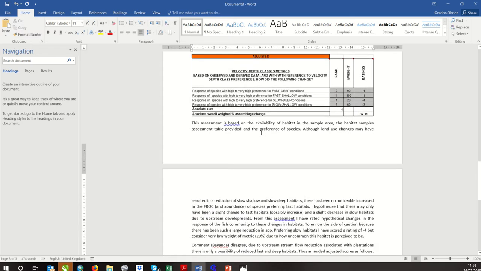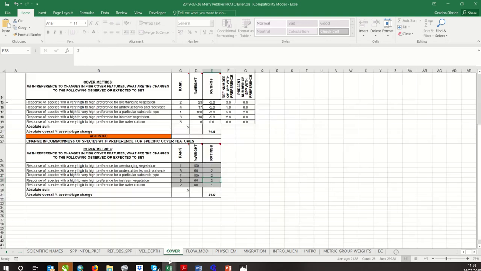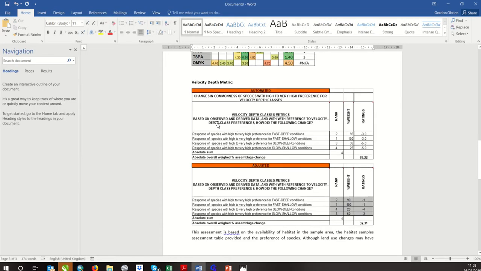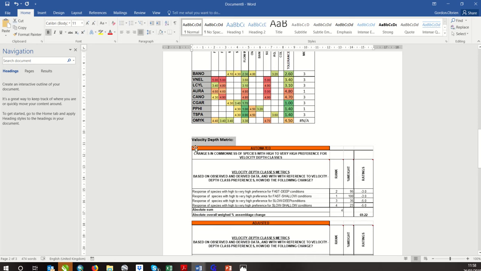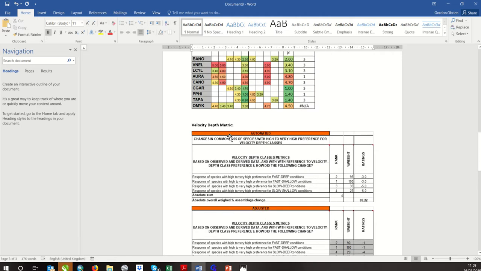So that was the velocity depth metric. The next metric that we're going to work on now, and I'm only going to show you these two because I want to do them all and then just show you what they look like, because I don't want to waste too much time. So here's the cover metric.